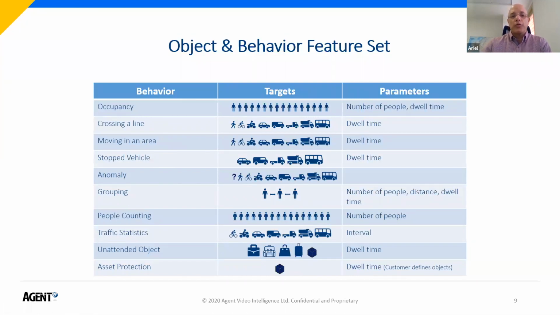The AI engine allows us not only to provide all these events, but also to focus on a specific type of object. So if you want to detect not any stopped vehicle, but only trucks that are stopped in a non-truck stopping zone, you can actually define a specific object. And then, obviously, in terms of the parameters, you just define very basic parameters.